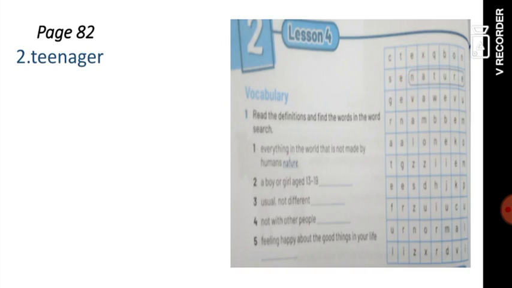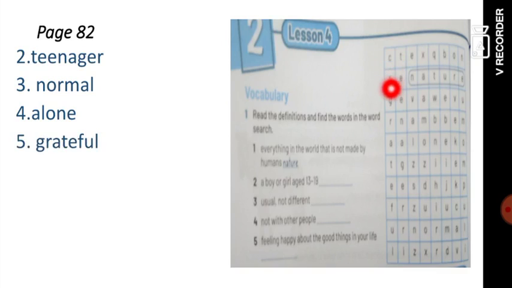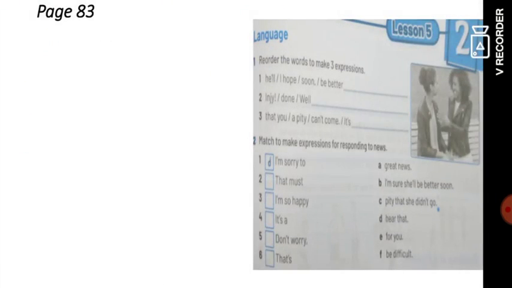here we have some definitions and we will find the words to complete the meaning. Number one, the example first: everything in the world that is not made by humans, nature. Number two, a boy or girl who is 13 to 19, teenagers. Okay, three, usual, not different, normal. Yes, it is normal.